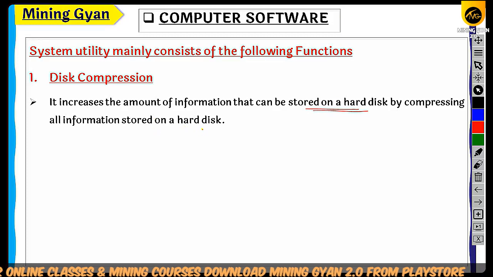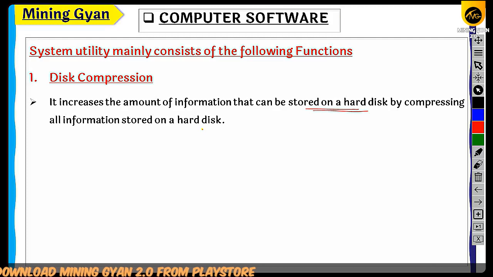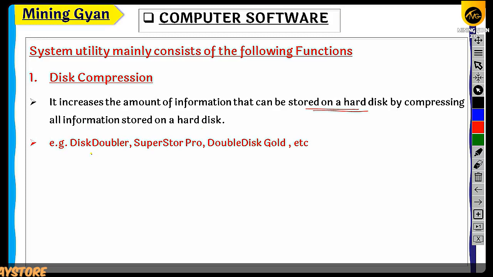Basically, like Disk Doubler is a software which is used for disk compression. So disk compression is a kind of utility. Examples are Disk Doubler, Super Store Pro, Double Disk Gold. This all belongs to disk compression, which is a kind of utility.